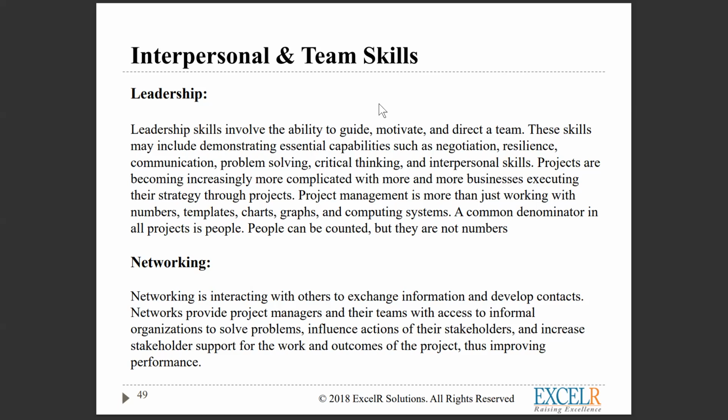Managing the work is also important. Everything. If you are communicating, then only you are managing, right? If you are not communicating, that means you are not managing. Exactly. Okay. So that's where your networking also comes into the picture. How you are gelling with your team members.